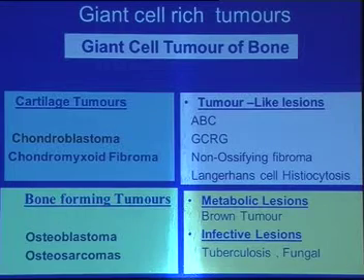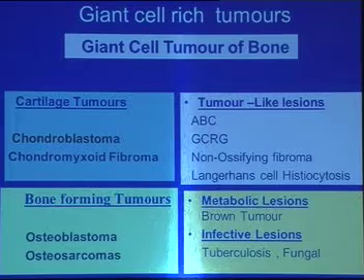Okay, so giant cell-rich tumors essentially have multinuclear giant cells, and every lesion has giant cells to some extent, but there are some lesions which have a lot of giant cells, and many of these have been covered yesterday, so I'm really going to be very fast. Chondroblastomas, chondromyxoid fibromas, osteoblastomas, telangiectatic osteosarcomas, or the giant cell-rich osteosarcomas. Amongst tumor-like lesions, we have aneurysmal bone cysts, giant cell reparative granulomas, which usually occur in the small bones of the hands and feet, non-ossifying fibromas. Langerhans cell histiocytosis can have a lot of giant cells.